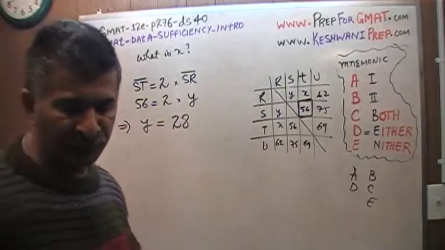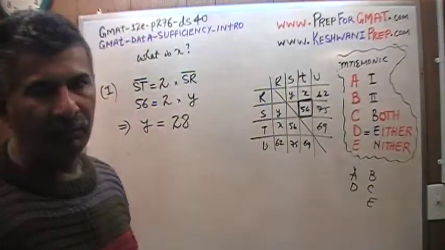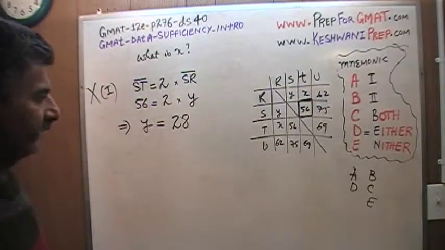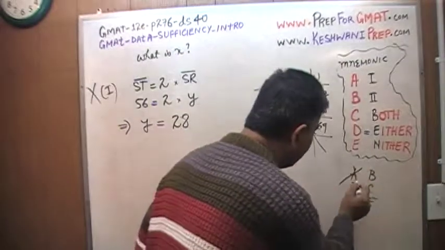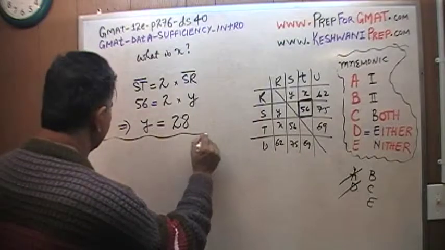The answer is a big resounding no. Knowing the value of Y is not going to help us in any way figuring out the value of X. This information is useless. That tells us that the answer cannot be A, nor can it be D. Answer would have to be either B, C, or E. Let's look at second statement.